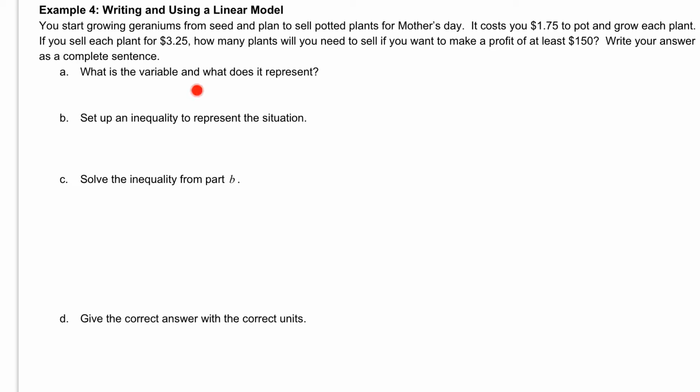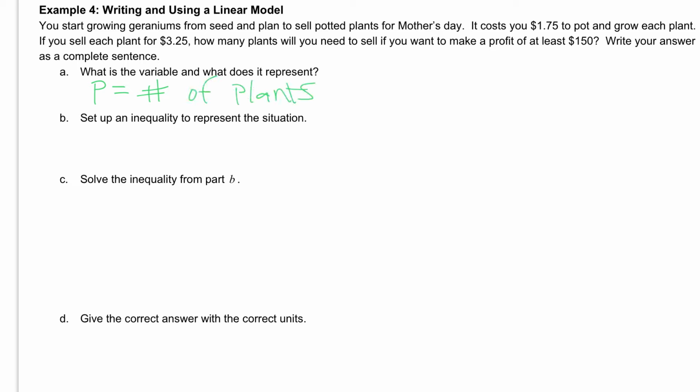So letter A says, what is the variable and what does it represent? Just like before, we're going to find that variable and what it represents in the question part of the problem. Here it's saying how many plants will you need to sell? Well, when we write down the variable, we want it as a statement and not a question. So we've got to change how many plants into a statement. So we're looking for the number of plants. So I'm going to use the variable P. And let's let P equal the number of plants.